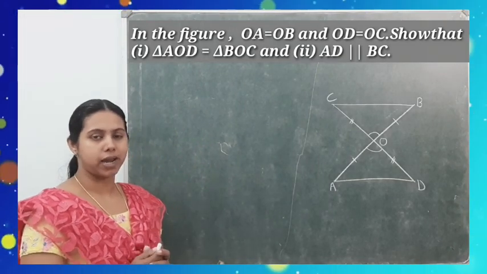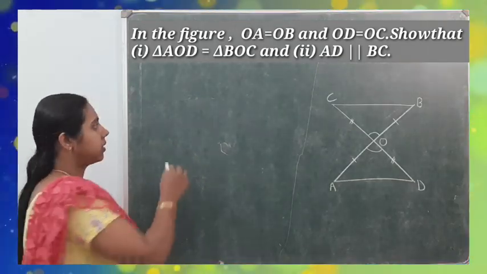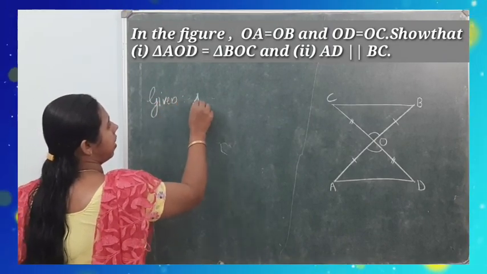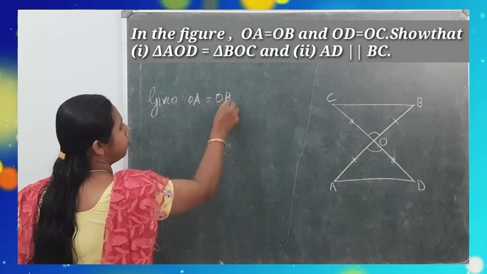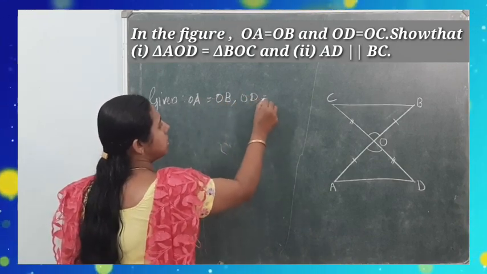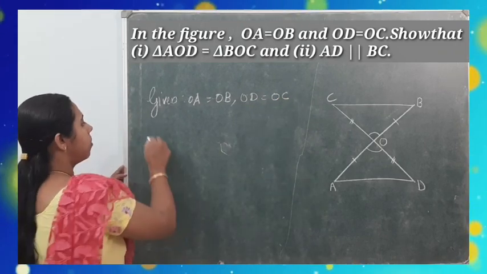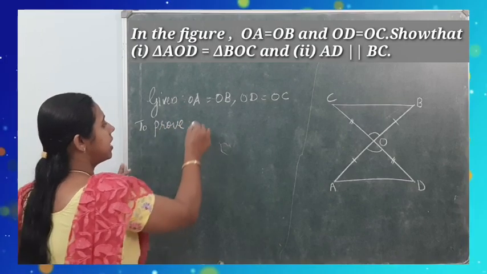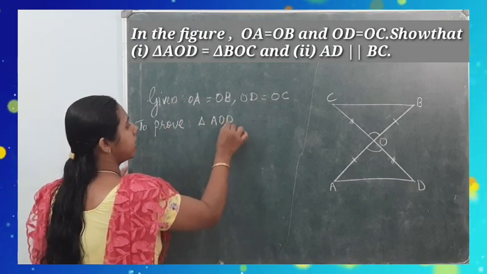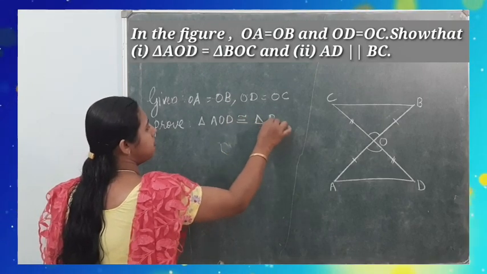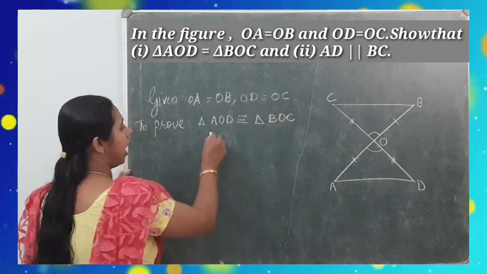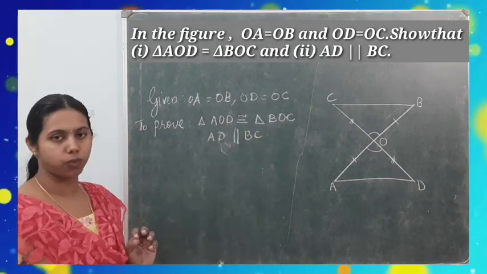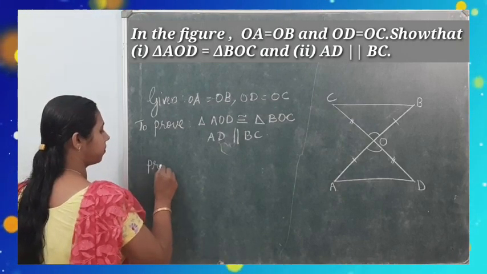First of all, you want to write what is given. The given is OA equal to OB, OD equal to OC. What do you want to prove? To prove: triangle AOD congruent to triangle BOC and AD parallel to BC. These two things we want to prove. Next, proof.